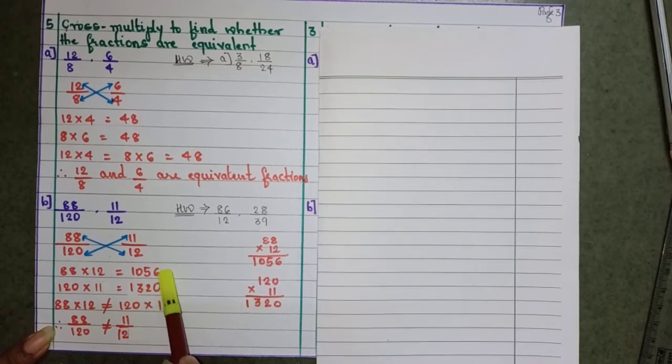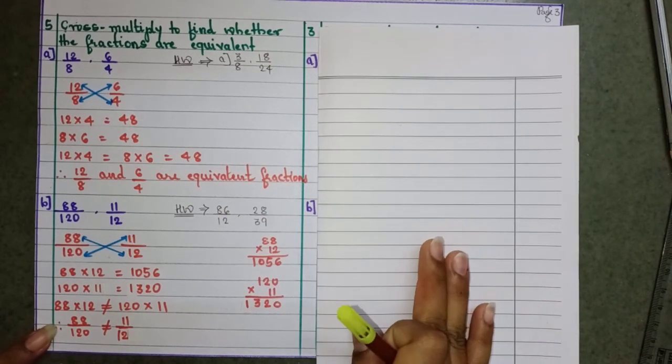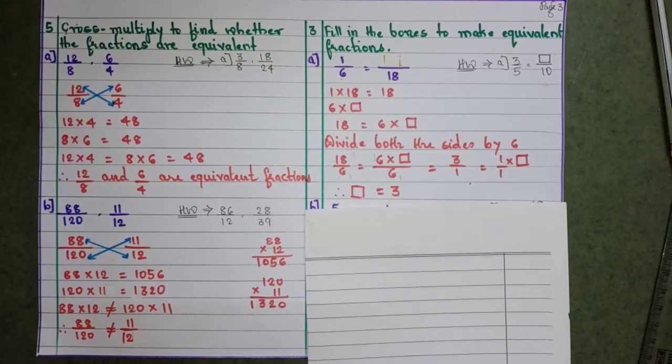Thus, it is different, isn't it? The cross product of the first fraction is 1056 and the cross product of the second fraction is 1320. Therefore it is not equivalent, and this is the sign of not equivalent. Okay, so I hope you have understood this concept. Now we shall see the next question.